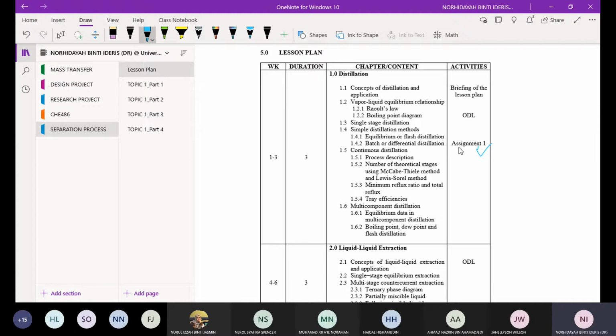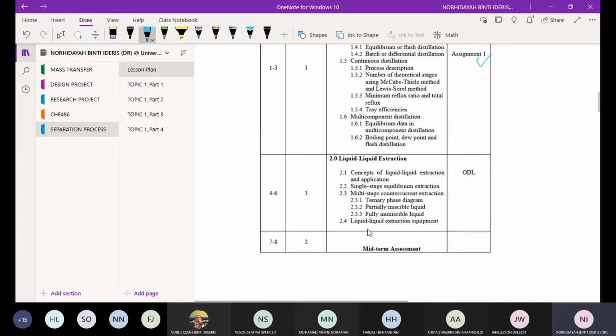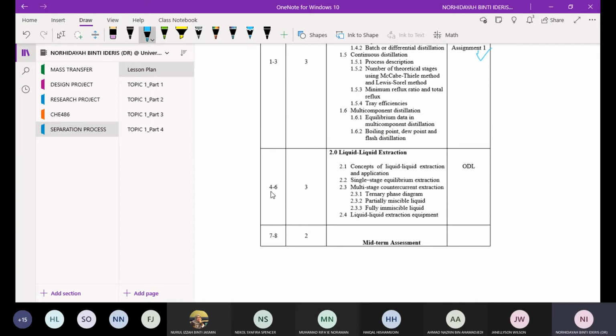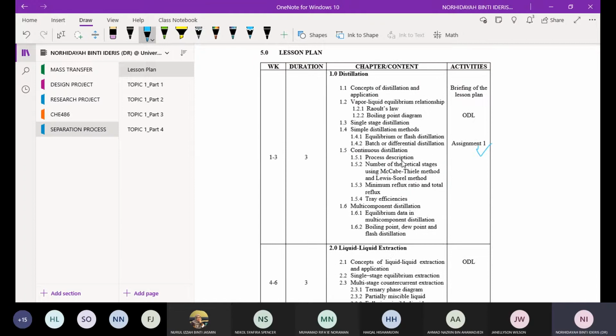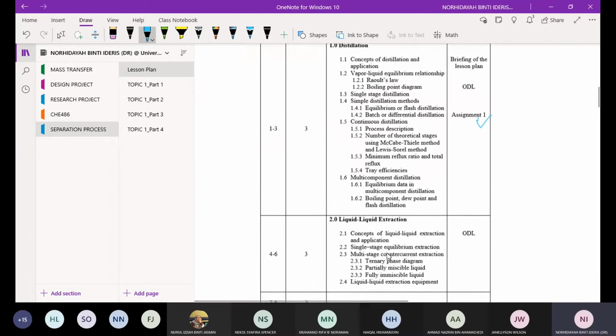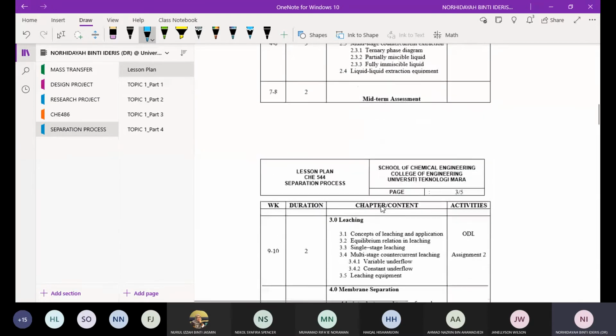And then the second process, we're gonna spend during minggu keempat hingga minggu keenam, which is the process of liquid extraction. After that you're going to have your midterm assessment. So your midterm assessment will cover both topics, distillation and liquid extraction.